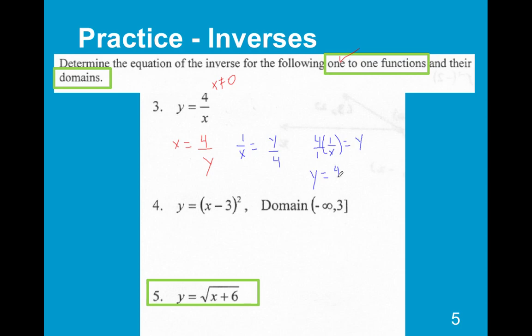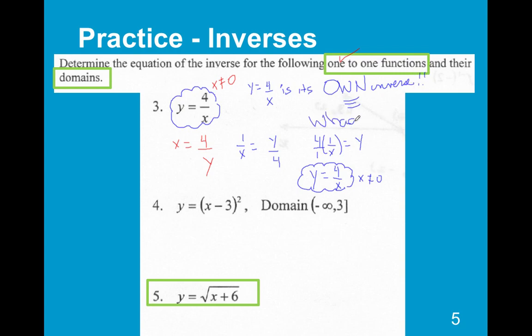So, hey, wait a second. Still true that x can't be 0, just like it was for the original, but wait. 4/x is its own inverse. What? That's wacky. Check this out.